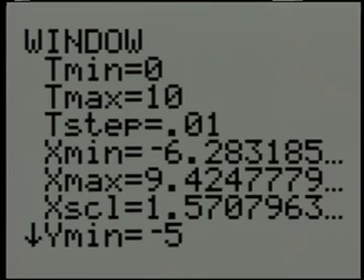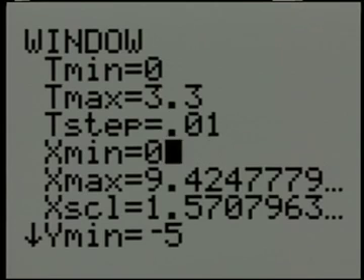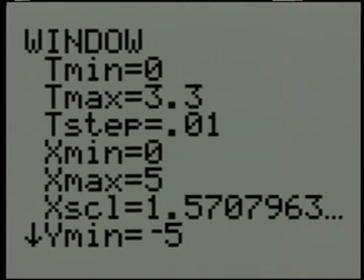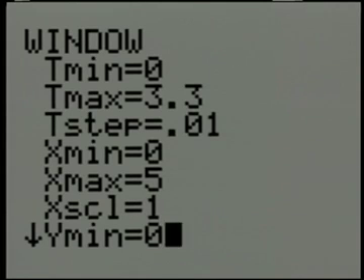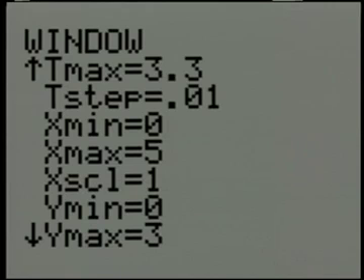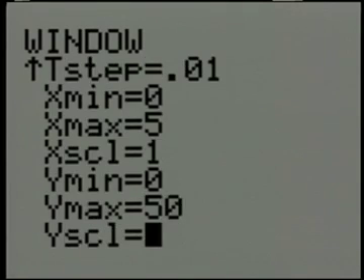I'm going to make Tmin 0, and I'll make Tmax a little bit bigger than the time in which the ball is in the air. Remember, the ball is in the air for 3.241 seconds, so I'll make T max 3.3. T step will be 0.01. X min can be 0. X max can be 5 because I'm graphing just x of t equals 3. X scale 1 is fine. Y min of 0, and I'll make Y max a little bit bigger than the maximum height of the ball, which is 45, so I'll make Y max 50 with a Y scale of 10.